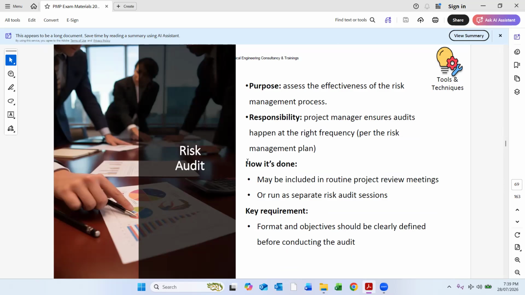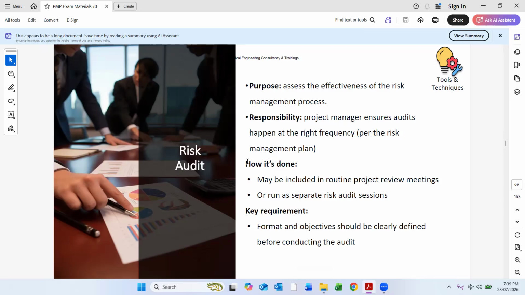A risk audit assesses the effectiveness of the risk management process. Who is responsible? The project manager ensures the audit happens at the right frequency. It means there are timings. It is there in the project quality management plan, where it says after how many months the risk audit should happen, and how it is being done. It should be done in routine project review meetings as well, and there should be a format and objectives clearly defined before conducting any audit or the risk audit.